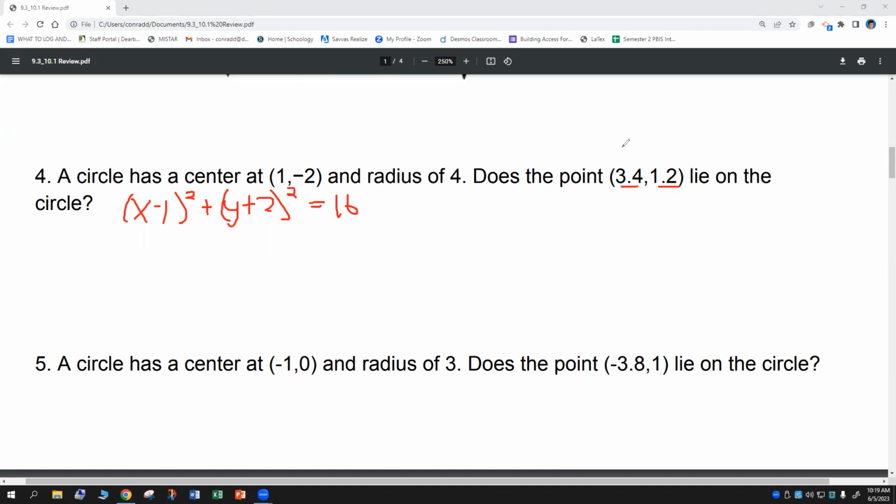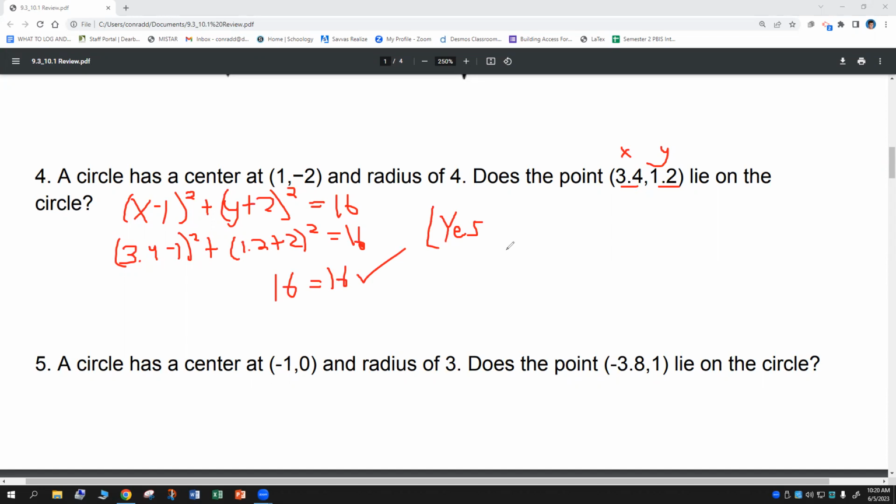Okay, and then we're going to substitute in for x and y. So I'm going to do (3.4 - 1)² plus (1.2 + 2)². When I put that all in my calculator, I'm going to get 16 equals 16. So that means yes, this point is on the circle.